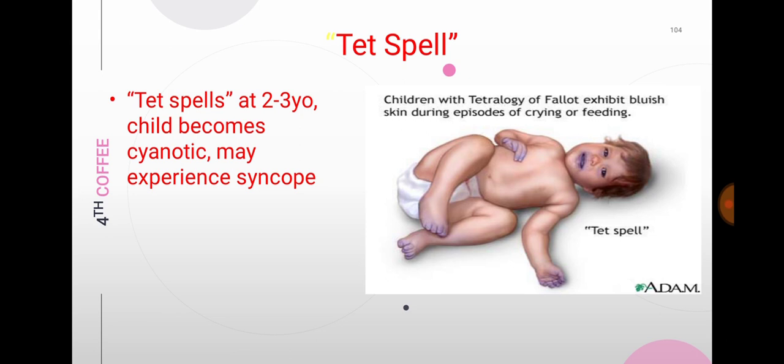Okay, so what do we do? Whenever we see patients with TET spells in the ER, we give morphine, we give oxygen, and we let them assume a knee-chest position. So you position the patient in a fetal position like this. That would open the pulmonary stenosis valve. Okay, so that would resume circulation throughout the body. Again, oxygen, morphine, and fetal position.